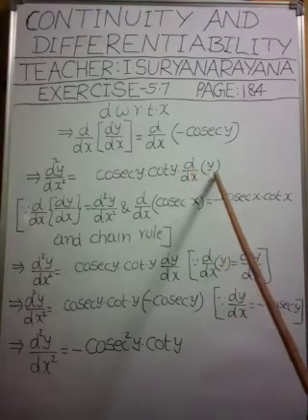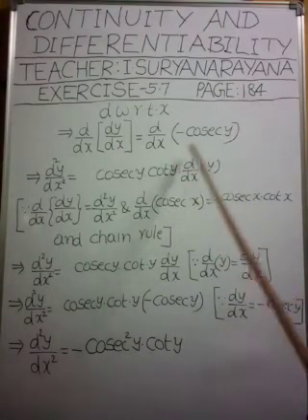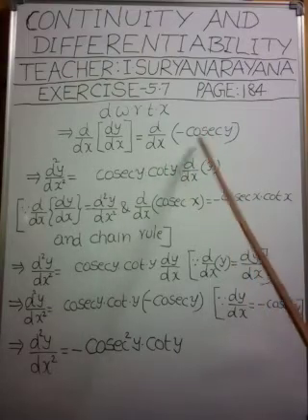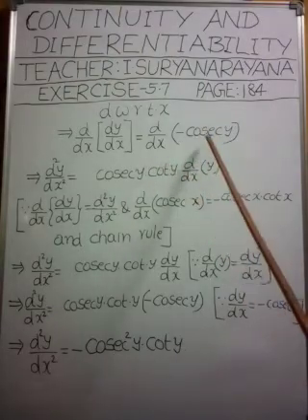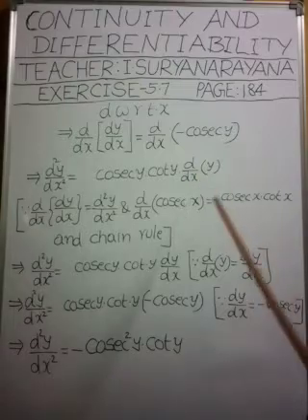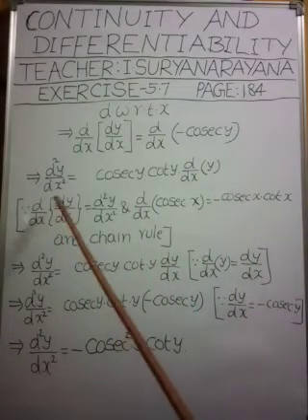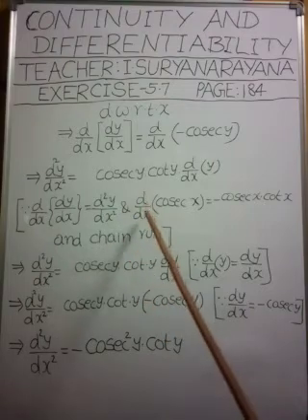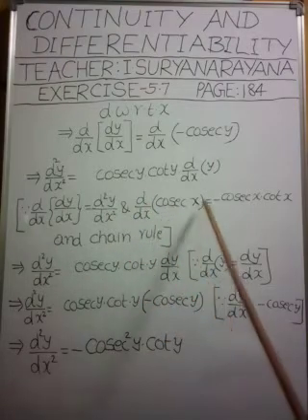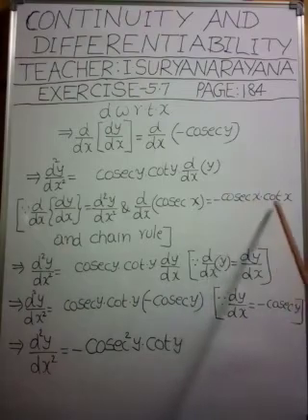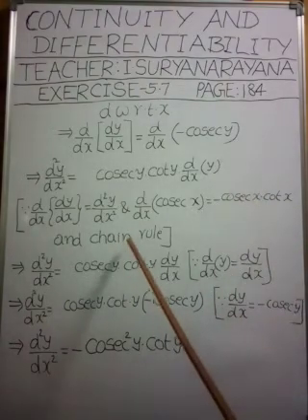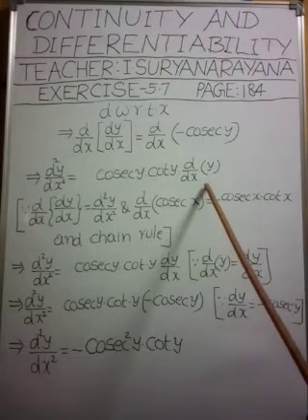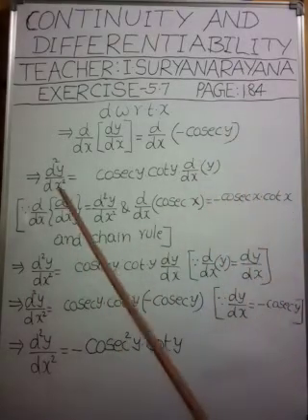Into d by dx of y. Because we are using chain rule here, because this function is not in the standard form. Understood this step, my children? Right. Because d by dx of dy by dx is equal to d square y by dx square, and d by dx of cosecant x is equal to minus cosecant x into cot x, and also we used chain rule to get this step. Understood this step, my children? Right.